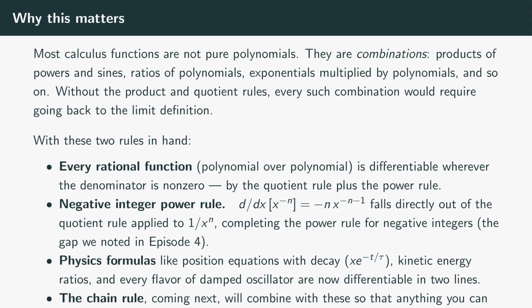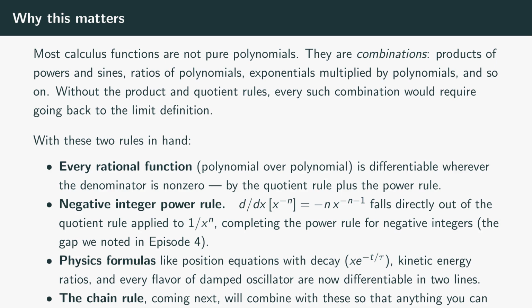Why does this matter for the rest of calculus? 3 reasons. First, the universe of functions stops being just polynomials the moment you leave the first 3 chapters of any calculus book. The functions that show up in physics and engineering are products and quotients of polynomials, sines, cosines, exponentials, and logarithms. Without these 2 rules, you'd be stuck running the limit definition every time.